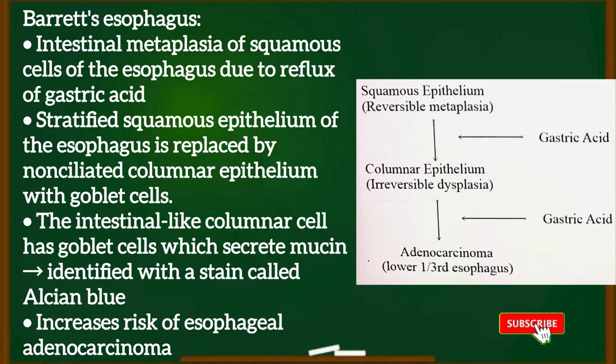Now let's understand Barrett's esophagus in a little detail. Intestinal metaplasia of squamous cells of the esophagus due to reflux of gastric acid. Stratified squamous epithelium of the esophagus is replaced by non-ciliated columnar epithelium with goblet cells. The intestinal-like columnar cells have goblet cells which secrete mucin, which is identified with a stain called Alcian blue. This increases the risk of esophageal adenocarcinoma.